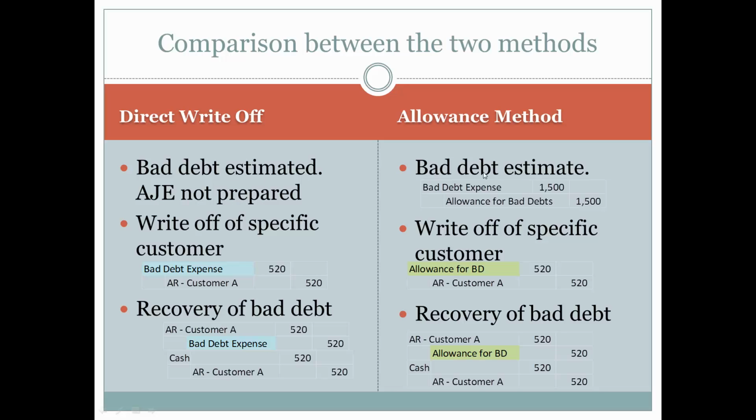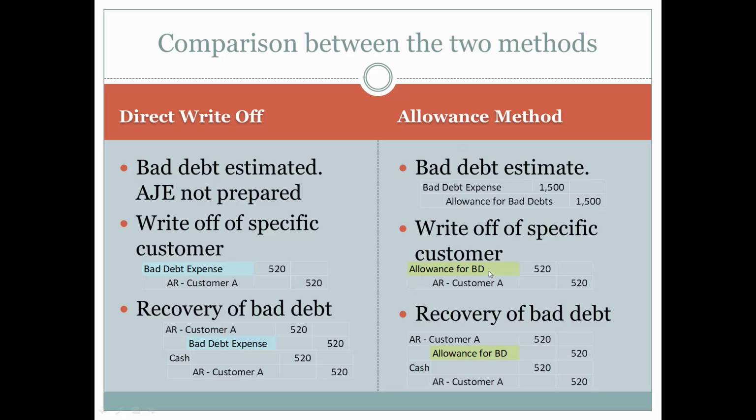So bad debts in this instance is estimated. Our bad debt expense would be $1,500. Allowance for bad debts, $1,500. The write-off of a specific customer, bad debt expense, $520. Customer A, $520. Write-off of a specific customer under the allowance method.